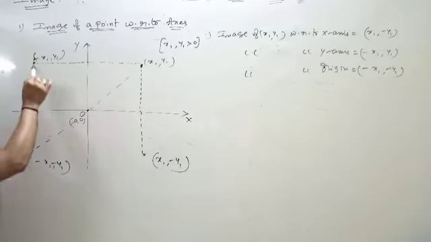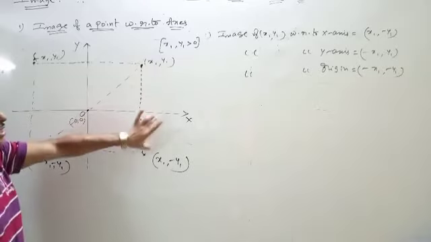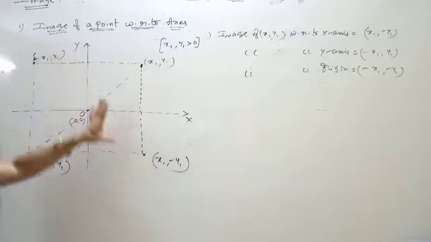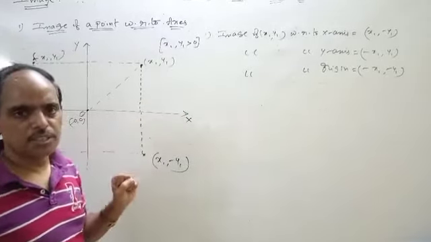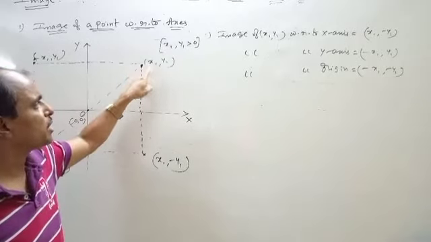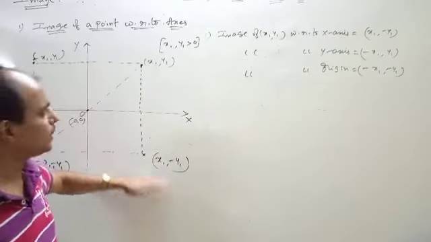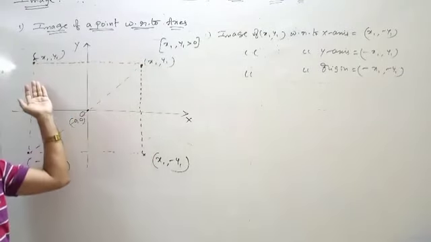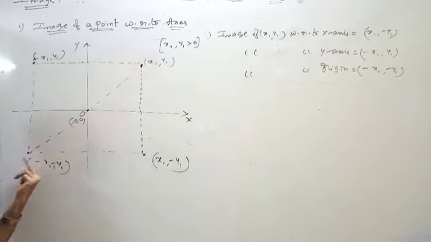Of course these four points form a square, because this distance is equal to this one, and if it is equal to this one, this is also the same. So this is a square. The image of a point with respect to the x axis lies in the fourth quadrant. The image of this point with respect to the y axis lies in the second quadrant, and the image of the same point with respect to the origin lies in the third quadrant.